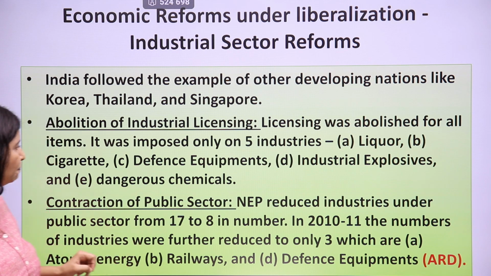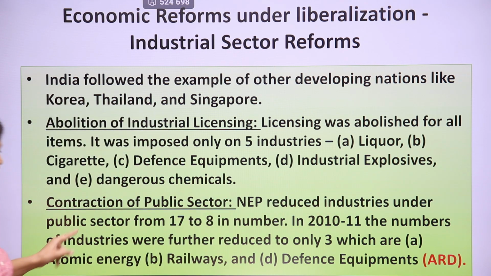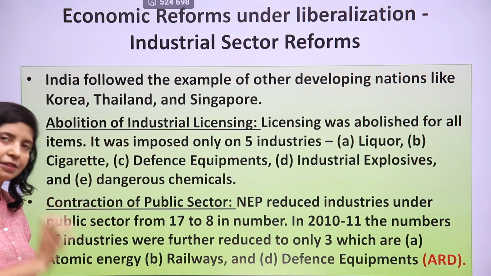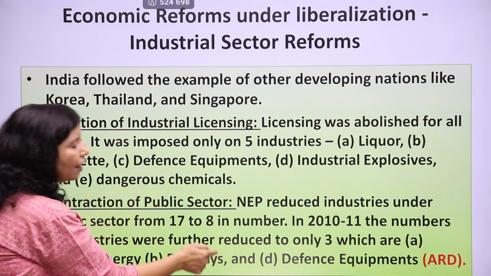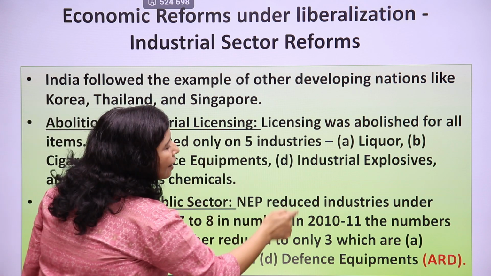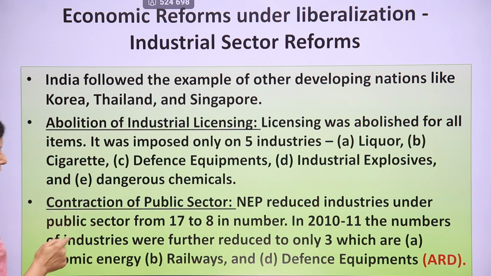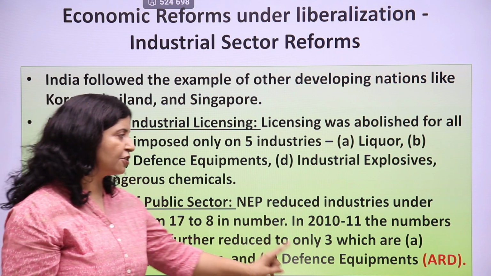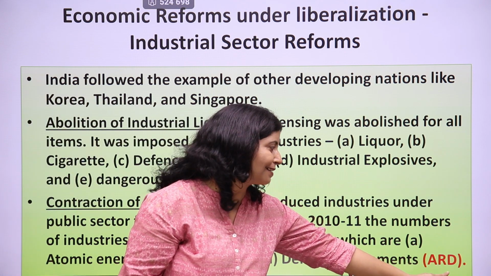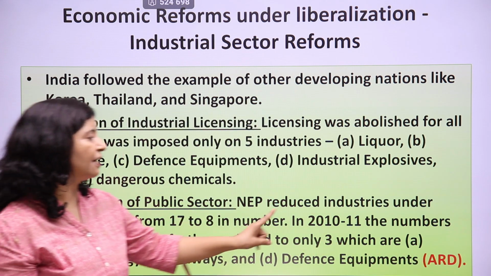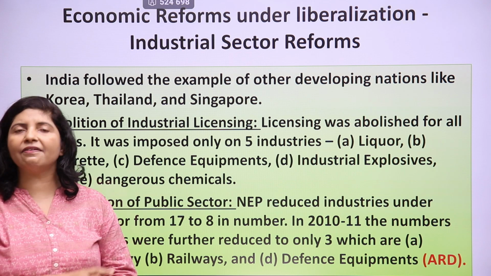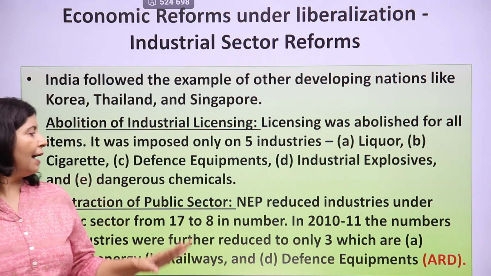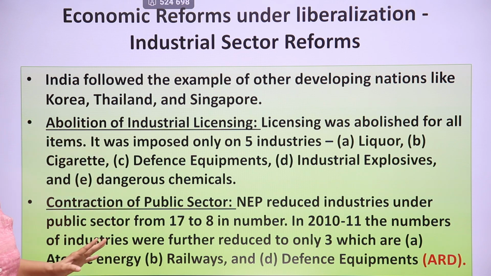Contraction of public sector. Now, NEP reduced industries under public sector from 17 to 8 in number. Previously, there were 17 industries which were reserved to be operated by the public sector. But thereafter, only 8 industries remained under public sector. Thereafter, in 2010-11, the number of industries was further reduced to only 3, which are atomic energy, railways and defense equipments. I have made an acronym for that, that is ARD. ARD means atomic energy, railways and defense equipments are now reserved for public sector. Otherwise, all other industries have been freed from any type of licenses or public sector control.